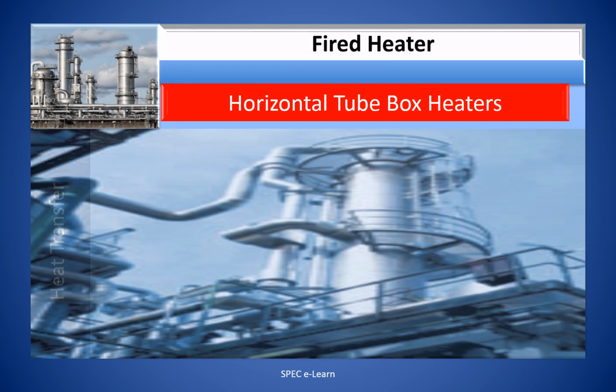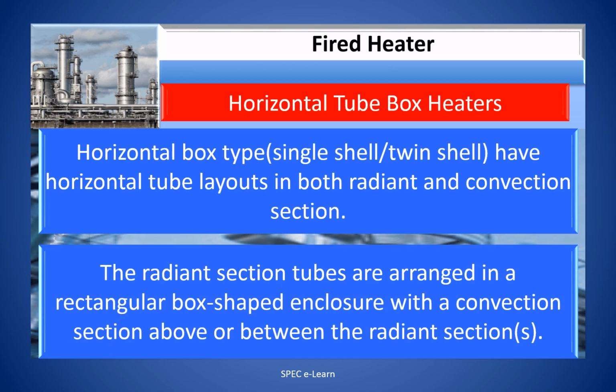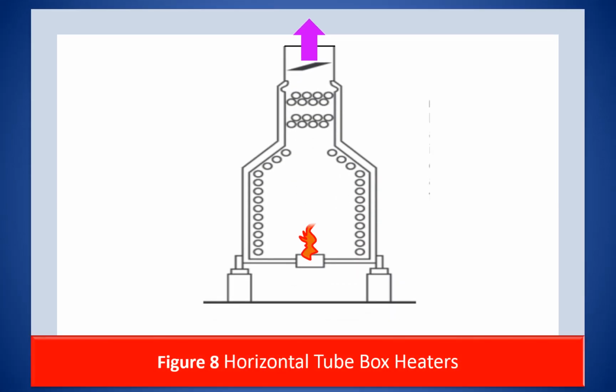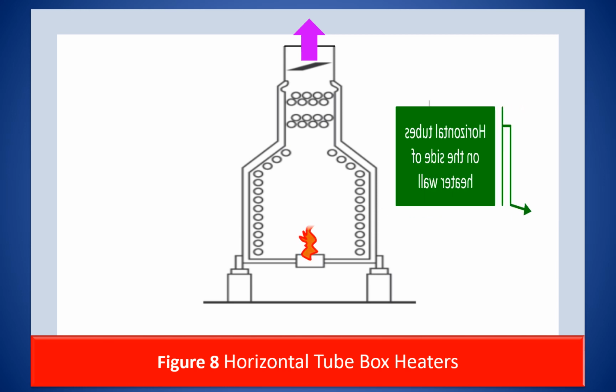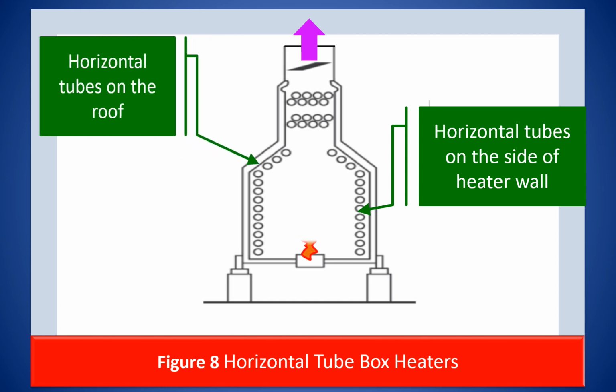Horizontal tube box-type heaters. Horizontal box-type single shell or twin shell have horizontal tube layouts in both radiant and convection section. The radiant section tubes are arranged in a rectangular box-shaped enclosure with a convection section above or between the radiant sections. This figure illustrates the tube arrangements in a horizontal tube box-type heater. Observe, the horizontal tubes are laid on the side of the heater wall as well as on the roof.